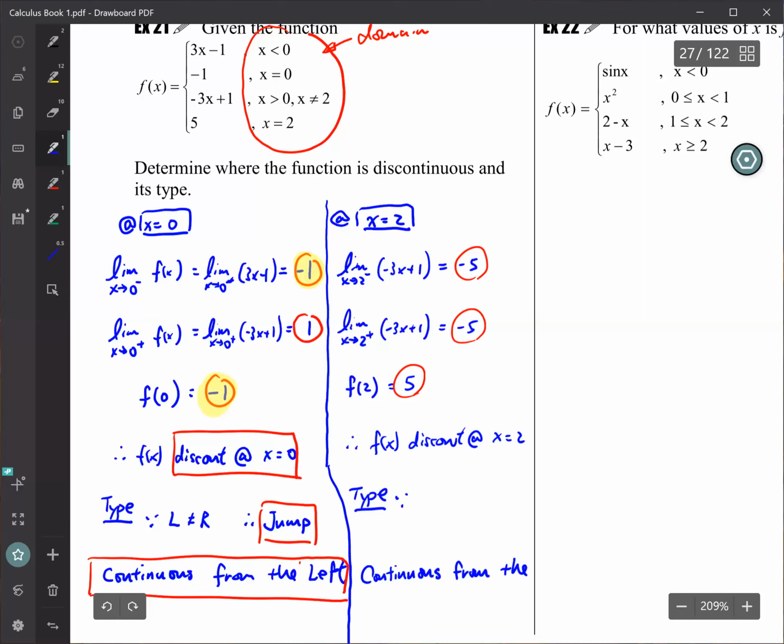Okay, so in your homework, they will ask where is it discontinuous? So you have to check by finding the limits. If they all equal, then you just get continuous at that point.